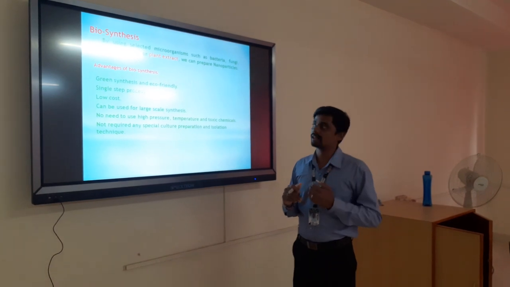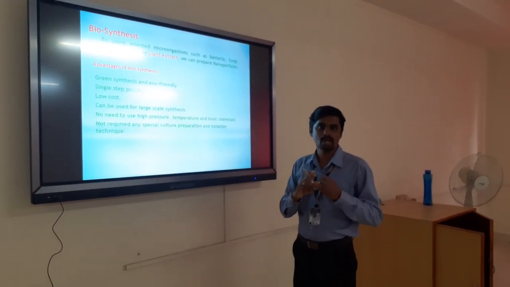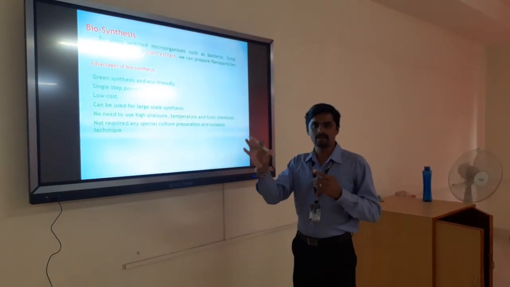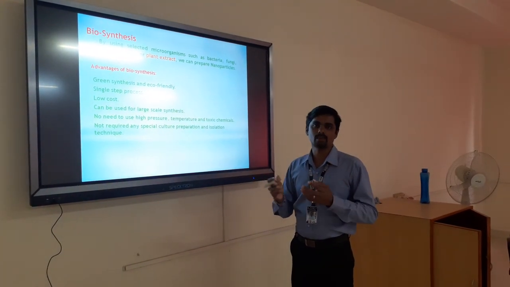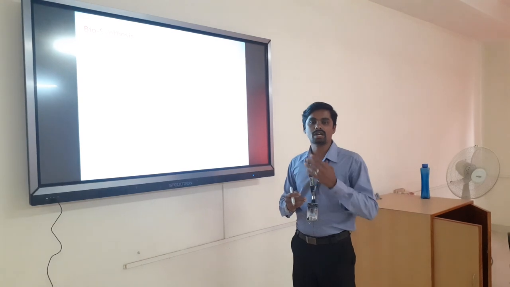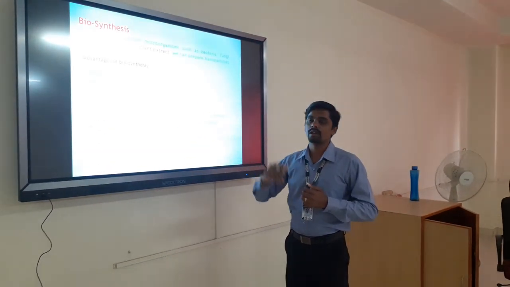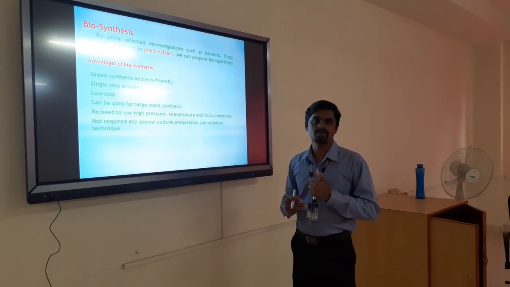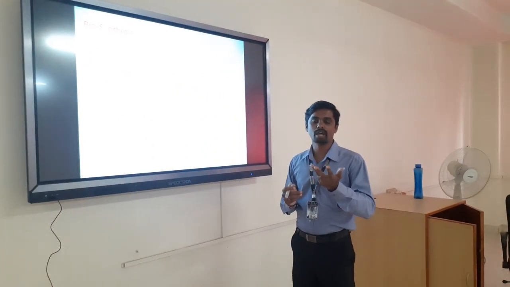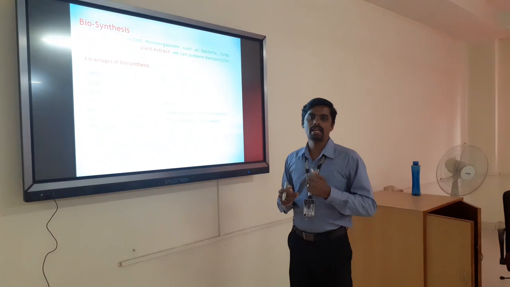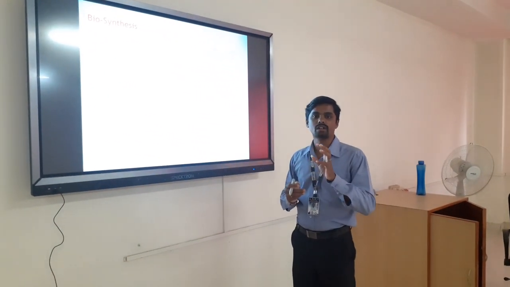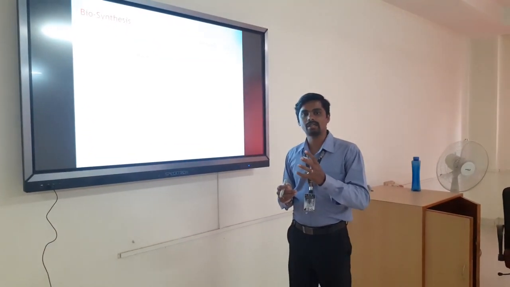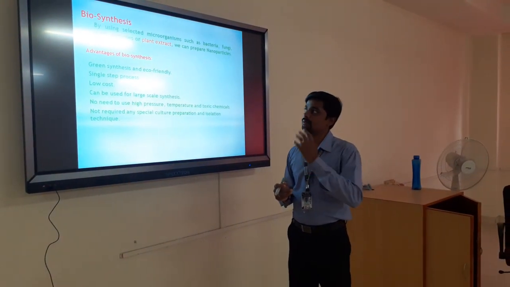So what are the advantages of biosynthesis? First of all, it is green synthesis, very eco-friendly and very low cost, and can be used for large-scale synthesis. We can synthesize 20 gram, 30 gram, 50 gram, or 100 gram through biosynthesis. No need to use high pressure, temperature, or any toxic chemicals. It needs only a bio extract like a plant extract or microorganism, like yeast, enzymes, or bacteria, which acts as a stabilizing and capping agent in our biosynthesis.